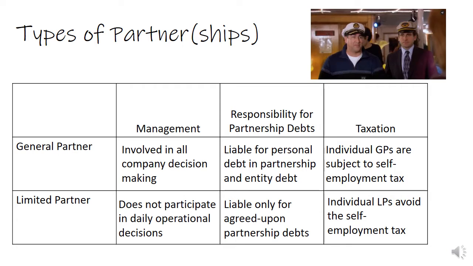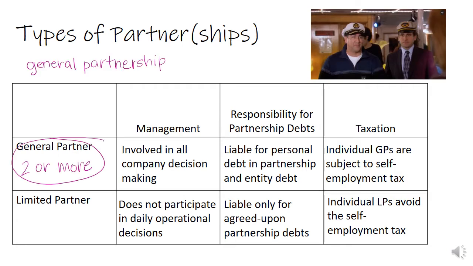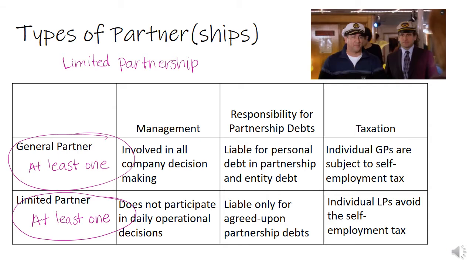If the partnership has only general partners, it's a general partnership. General partnerships have two or more general partners who are each involved in the decision making, who are each involved and responsible for paying the debt, and if they're individuals, are each subject to the self-employment tax. If a partnership has at least one general partner and at least one limited partner, it's called a limited partnership. The general partner is wholly liable for the partnership debt, whereas the limited partner is only liable for their own contributions.